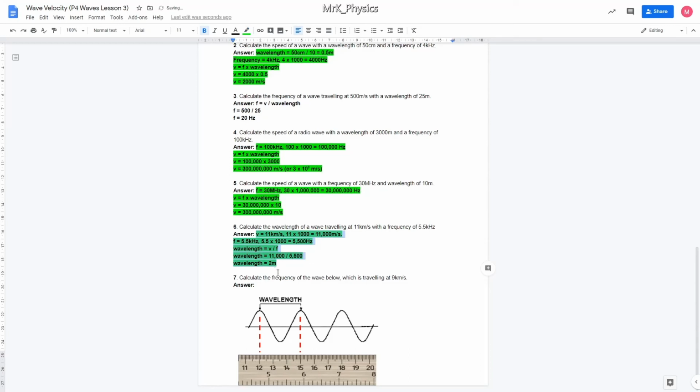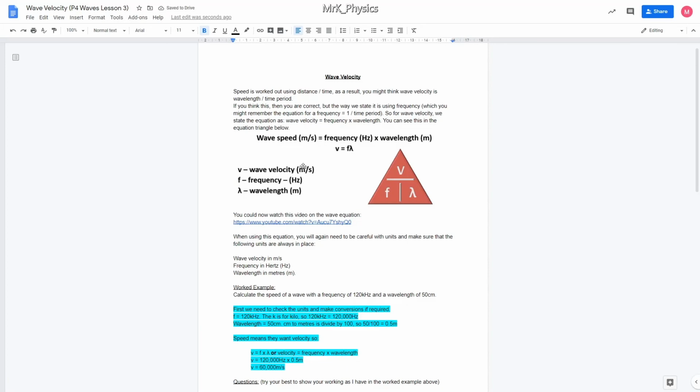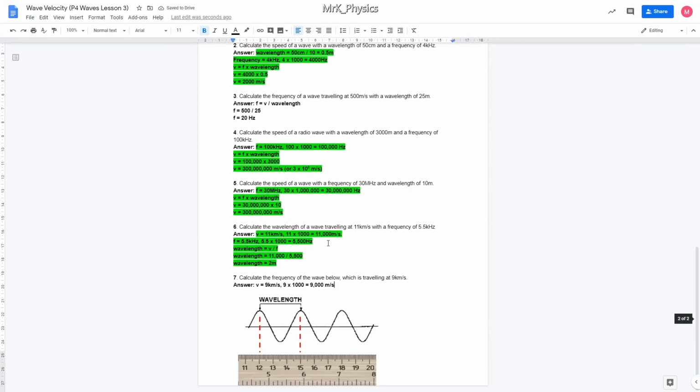And you've made it so far to the final question, which is question number 7 for this video. Calculate the frequency of the wave below, which is travelling at 9 kilometers per second. So first things first, we write down that V is equal to 9 kilometers per second. We'll follow the format from up here, and that means kilometers, you've got to convert it, times it by 1,000, so 9 times 1,000, which is going to be equal to 9,000 meters per second. That's important because we're making sure that these are the units we're always working in.